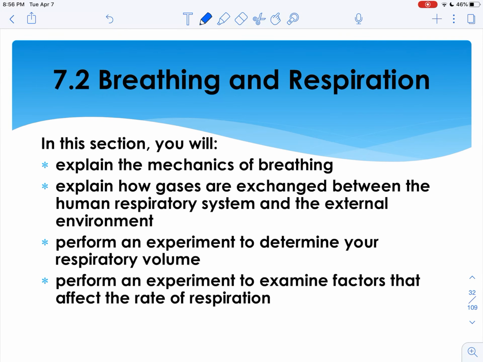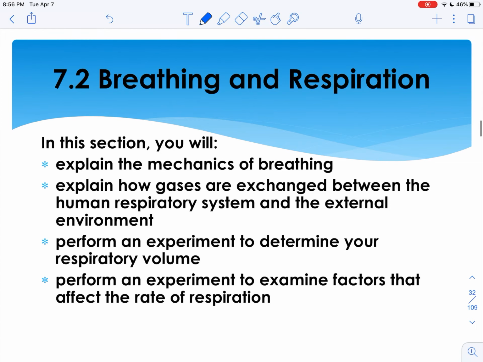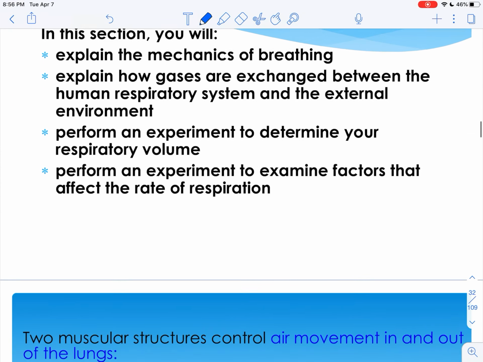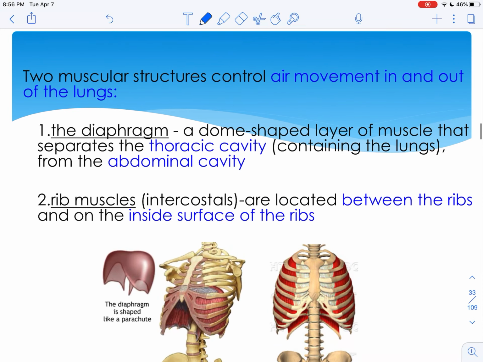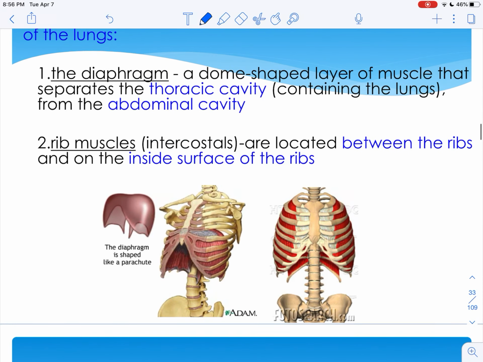Welcome to Bio 27, Lesson 7.2 on breathing. We'll start off by looking at the structure of the muscles that are involved in breathing. The first one is the diaphragm, a dome-shaped muscle underneath your lungs, also attached to the bottom of your rib cage. The other muscle is these pieces of muscle between all of your ribs, which are called intercostals.